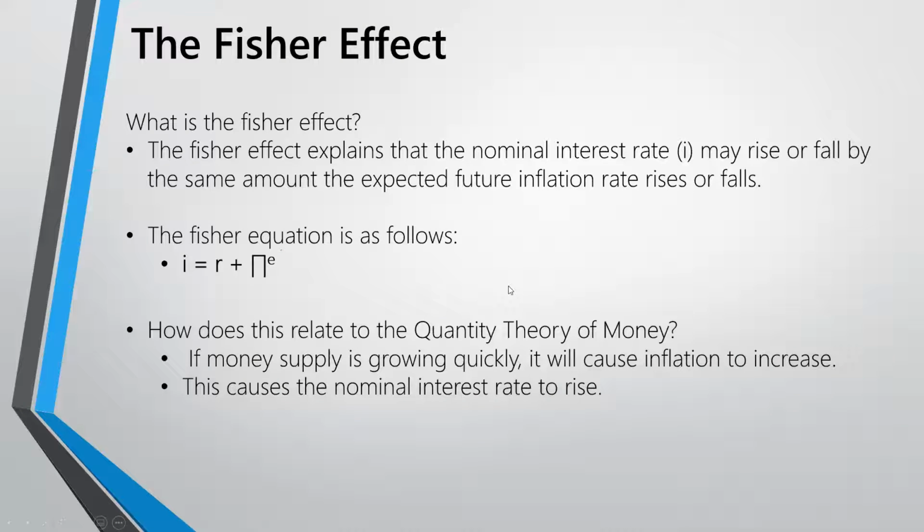So let's talk about the Fisher effect next. The Fisher effect basically explains that the nominal interest rate can rise or fall by the same amount as the expected future inflation rate rises or falls. The Fisher equation is as follows. As you can see, we have the nominal interest rate here, and that's going to rise or fall based on what expected inflation is. So how does this relate to the quantity theory of money? Well, if money supply is growing quickly, it causes inflation to increase. And if inflation increases, this would cause nominal interest rates to rise as well.